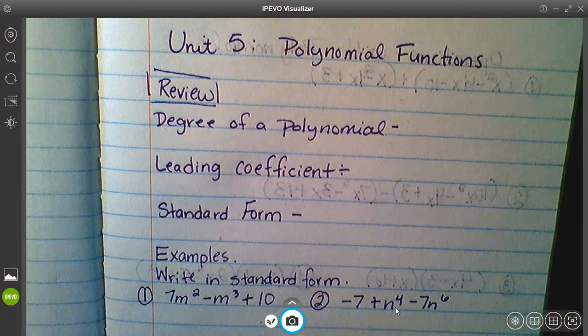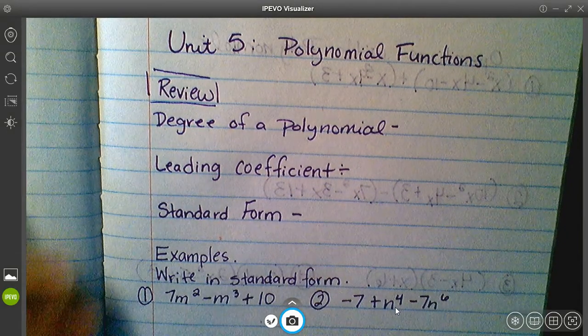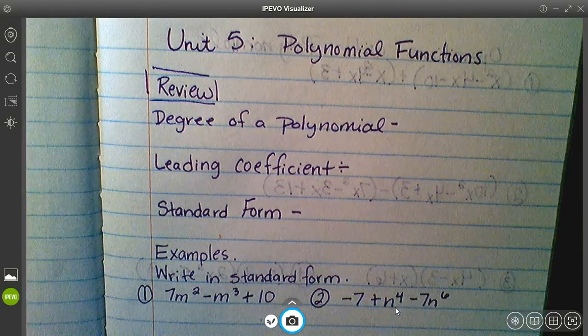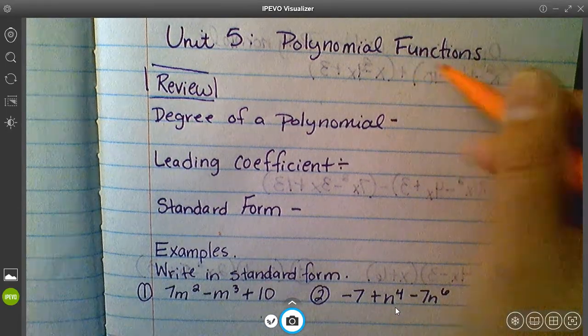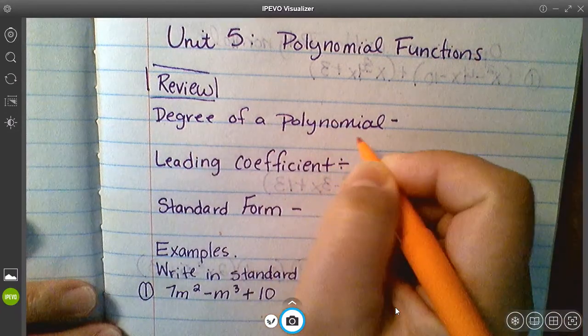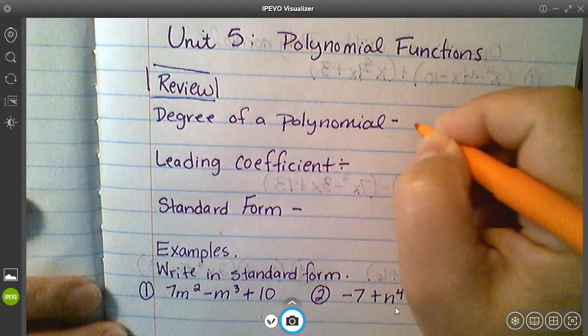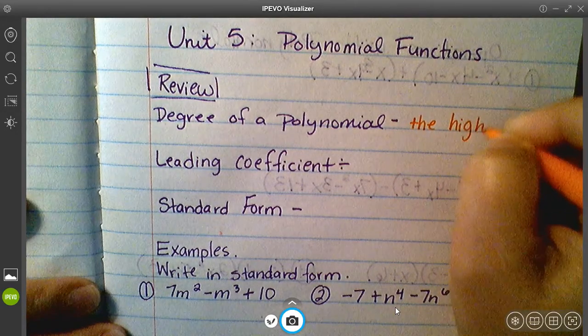So we're reviewing polynomial expressions and things about them, vocabulary, and adding, subtracting, and multiplying them so that we can get ready for our polynomial functions unit. So first of all, we find the degree of a polynomial. It's the highest exponent.